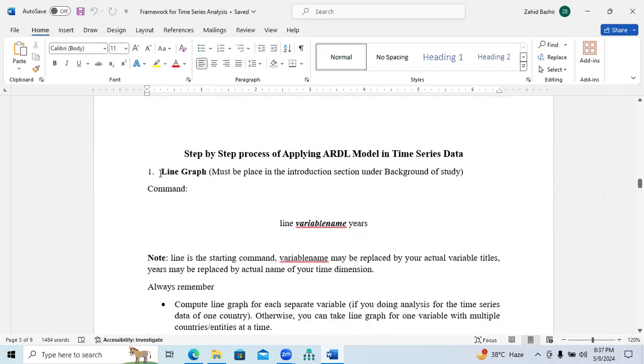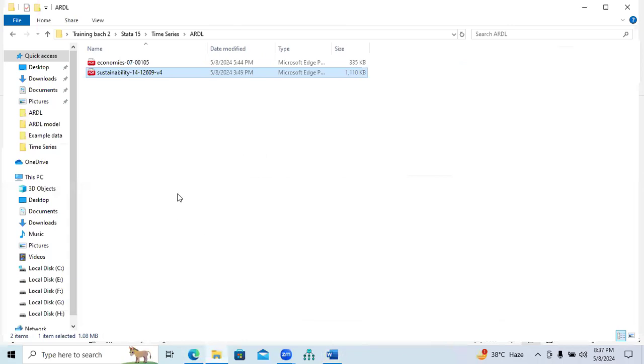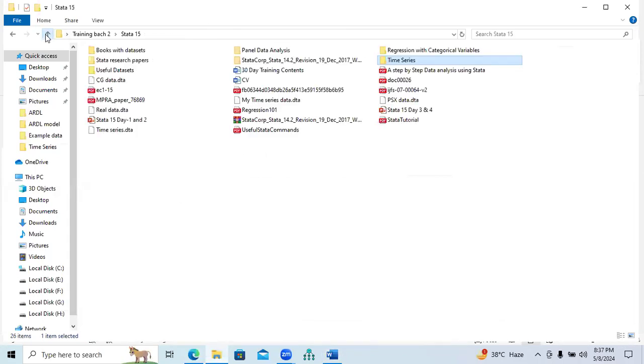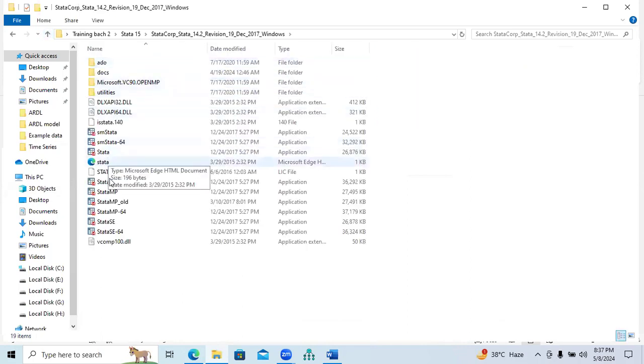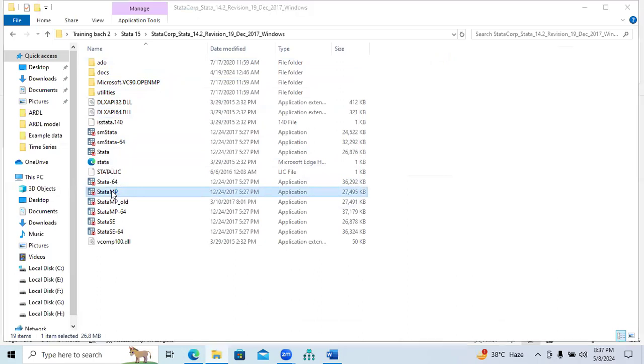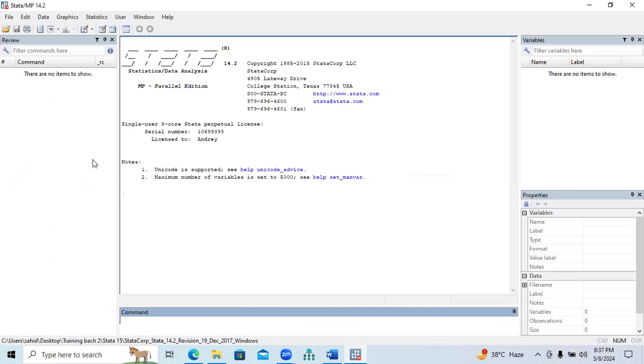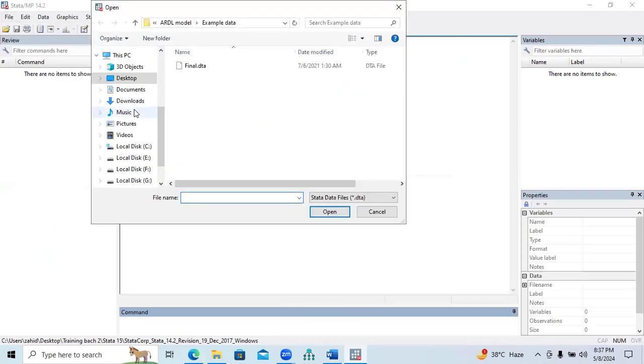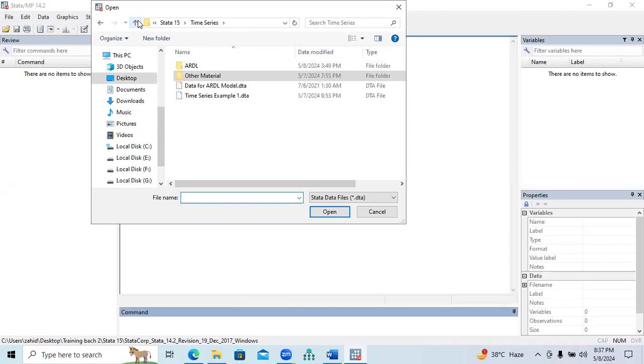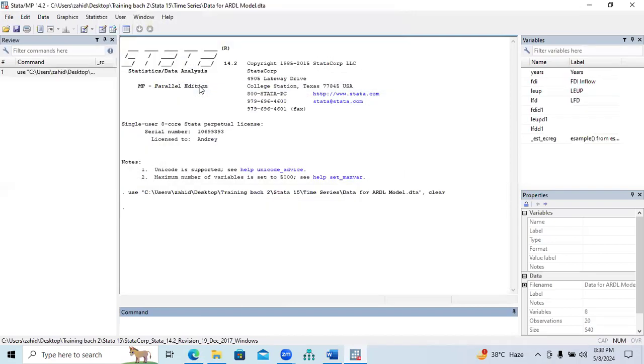As a first step, you need to consider the line graph. So let us start from the data that I have shared with both of my participants. Let me open the Stata file and we will start the procedure of the ARDL process. Yes, this one. This data is being shared with both of the participants. It contains the FDI, the log value of economic uncertainty, and financial development.